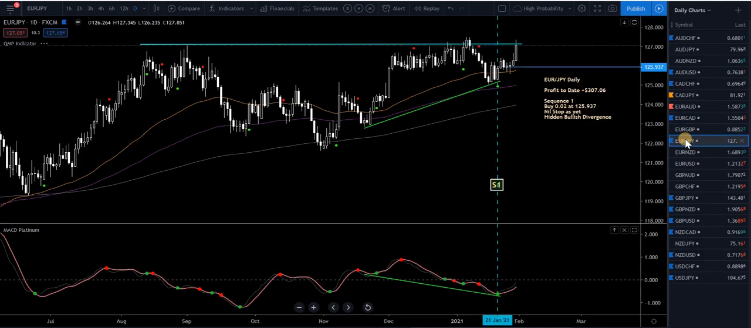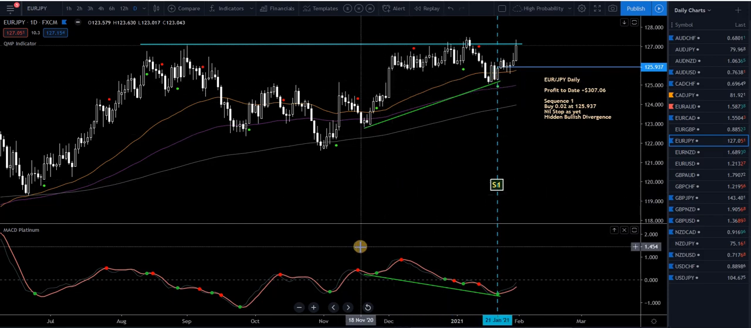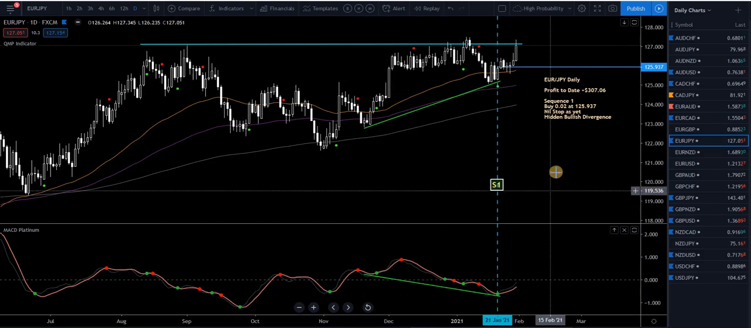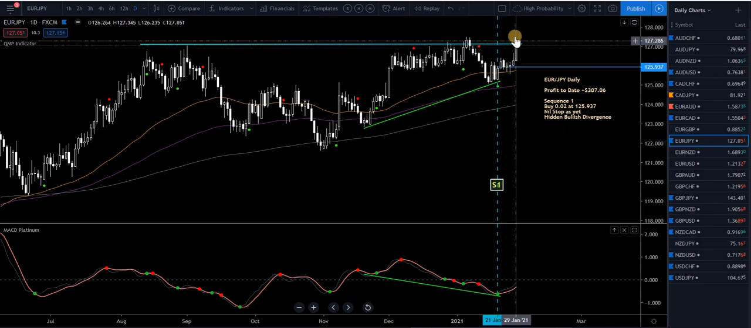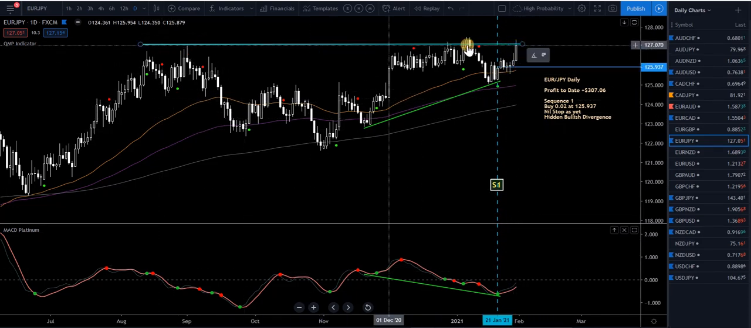Euro Yen, I'm pretty sure I'm in a buy here, back here. Went up nicely, went against me, now it's going up nicely. No stop in place because it was based on hidden bullish divergence, as you can see here. Got that one right. Yeah, so at the moment we're at this high, previous high up here.